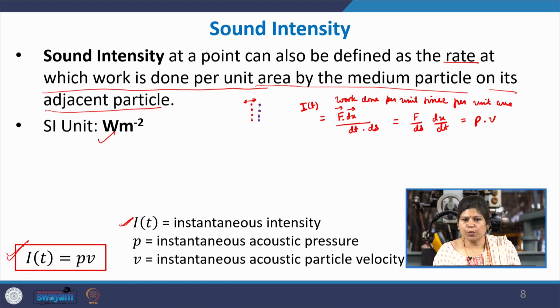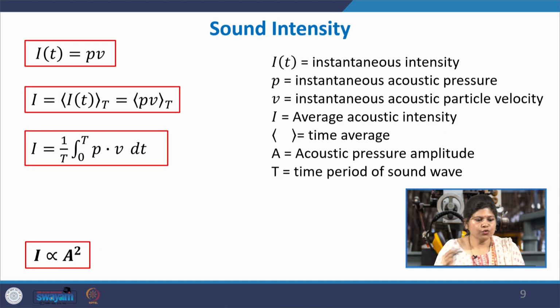Because it is a sound wave, the pressure P is a scalar, as we have already seen here; initially it was a dot product of two vectors because they are in the same direction. It ended up being the multiplication of the magnitudes of the two vectors, and P being a scalar quantity, we simply multiply it with the instantaneous acoustic particle velocity. So, this becomes our very first equation, but as you know, what is an acoustic pressure?